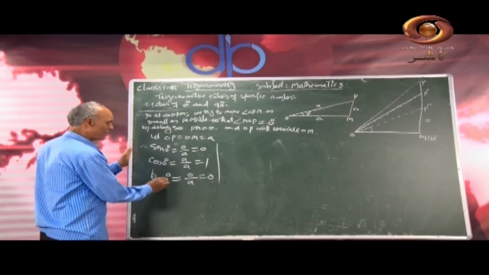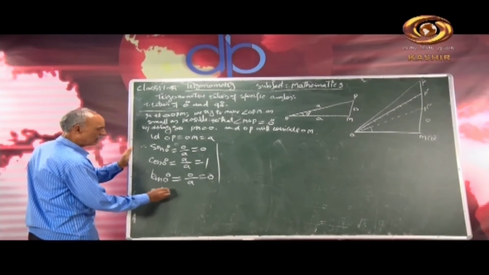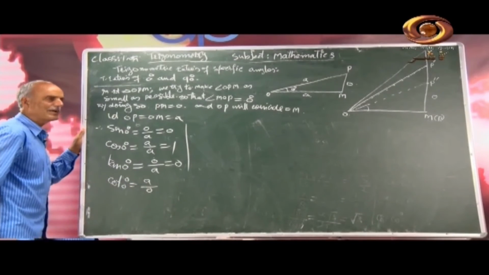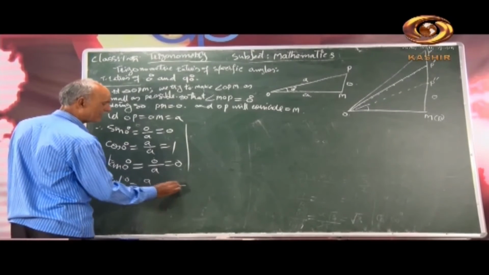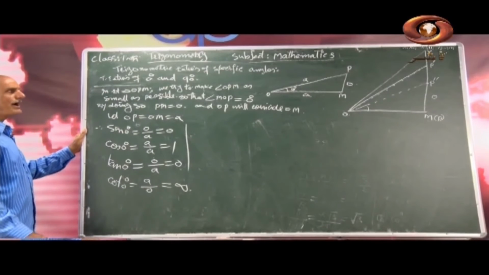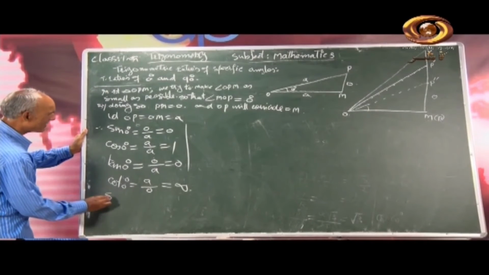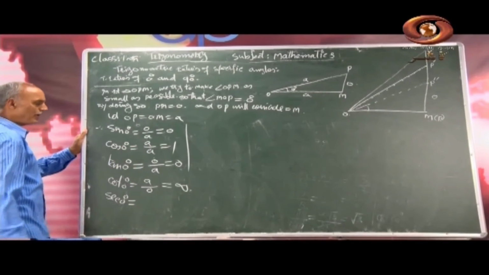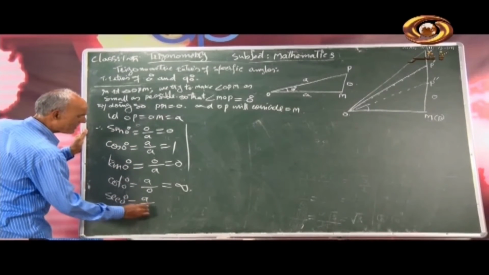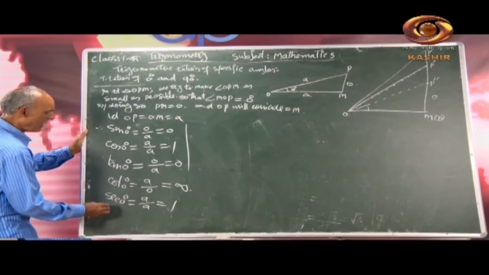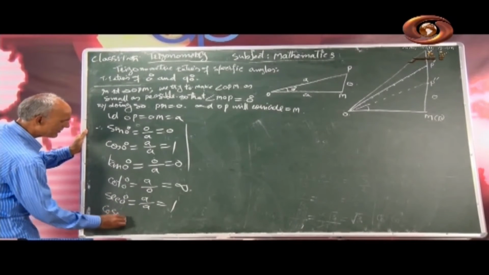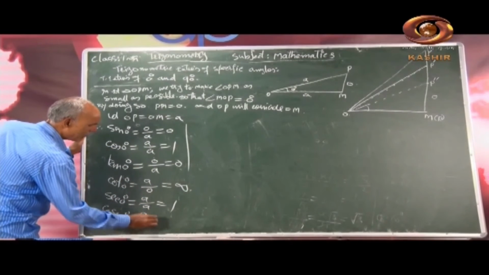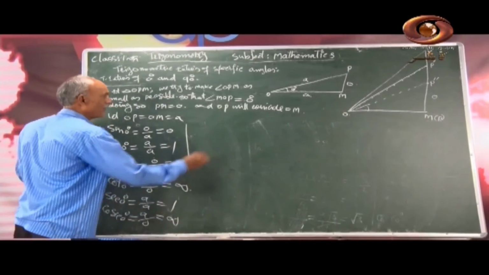Taking their reciprocals, say cot 0. Cot 0 means A by 0. We cannot divide by 0, this is undefined. So cot 0 is undefined. Then we can take sec 0. Sec 0 is hypotenuse by base, again A by A, which is equal to 1. And last one is cosec 0 degree, which is equal to A by 0, which is again undefined.